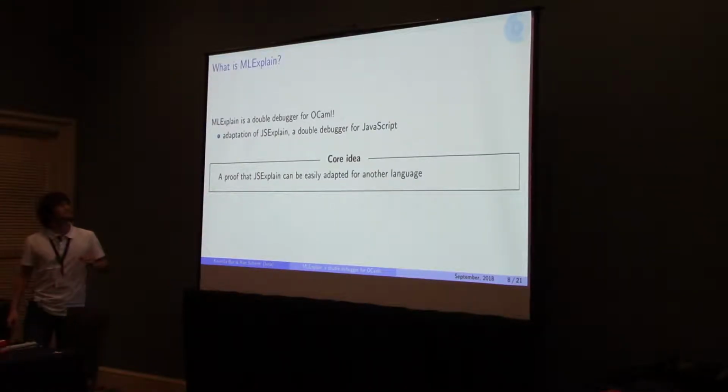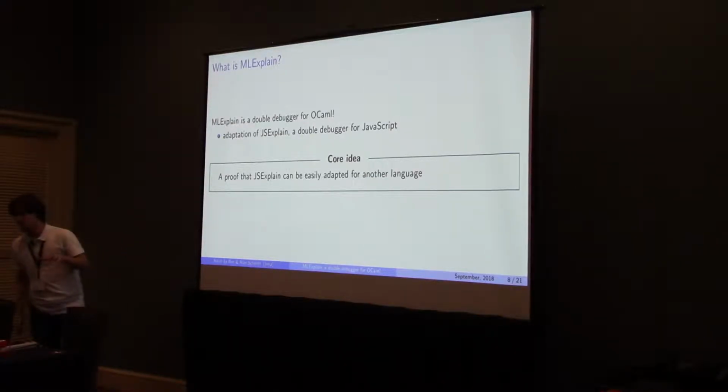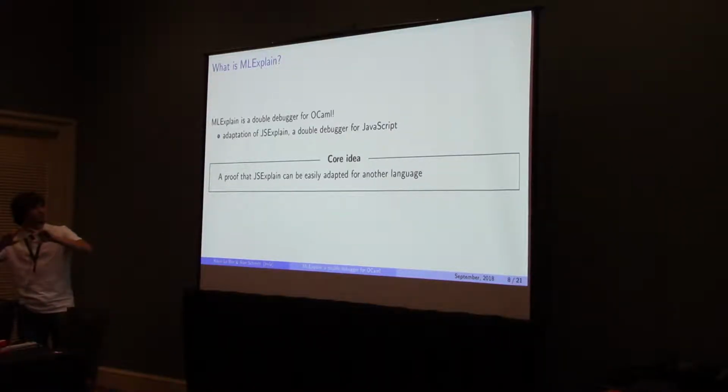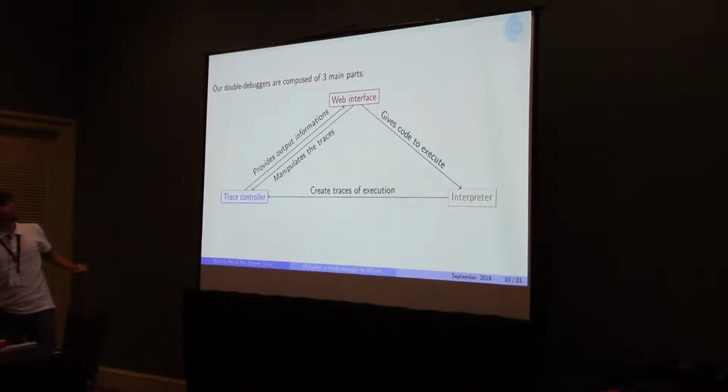So what is MLExplain? It is a double debugger for OCaml. It doesn't come from nowhere. It is an adaptation of JSExplain, which is a double debugger for JavaScript. The main goal of our project was at first to prove that the JSExplain system could be easily adapted for another language without having to re-implement the whole structure. So I will present what is in common in both.